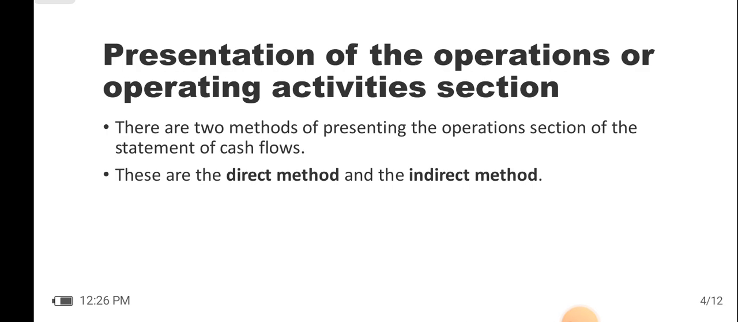Now, presentation of the operations or operating activities section. This is the section which we said is the first section of the statement of cash flows. And this is the section which is presented in two ways, either the direct method or the indirect method. Okay, the rest of the sections are presented in the same way. They don't change. But this one, the first one, is the one that can be presented in two different ways. However, the ultimate figure, whether we have used the direct method or indirect method, should be the same. Okay?